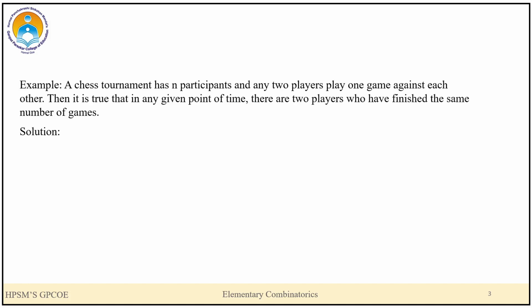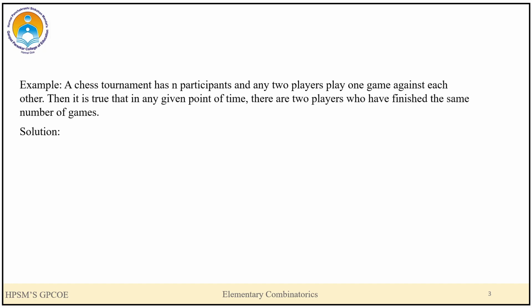Now with that, let us look at the first example. Let me read the example first. A chess tournament has n participants and any two players play one game against each other. Then it is true that in any given point of time there are two players who have finished the same number of games. Now if we see this example first, we may not get that idea that we can apply basic pigeonhole principle over here.